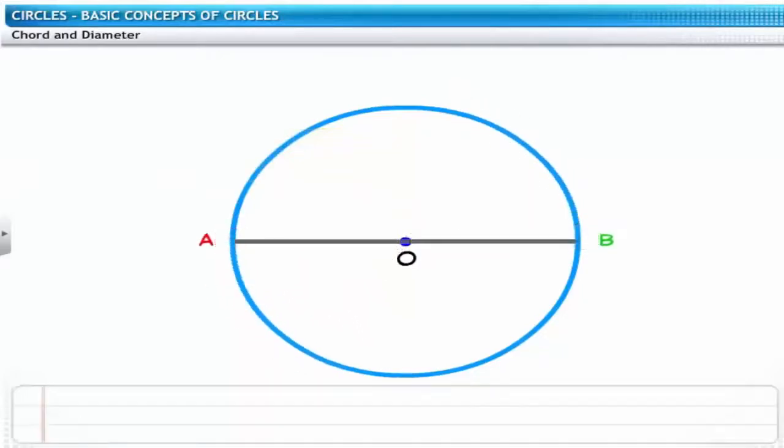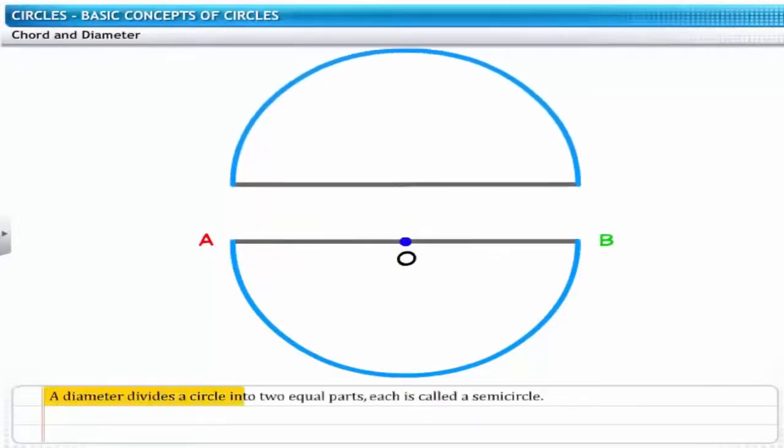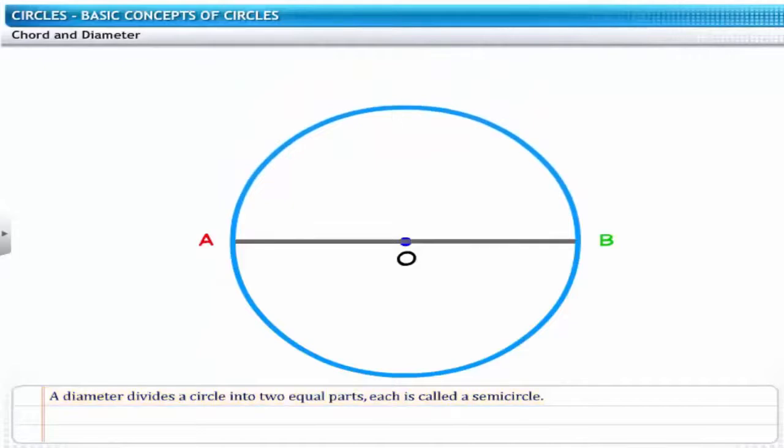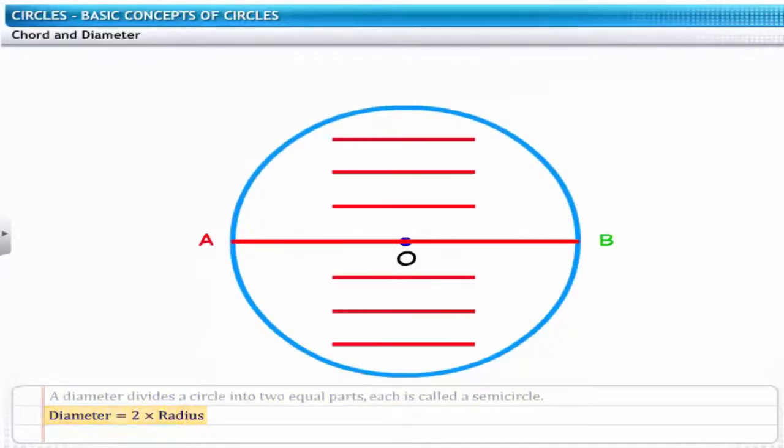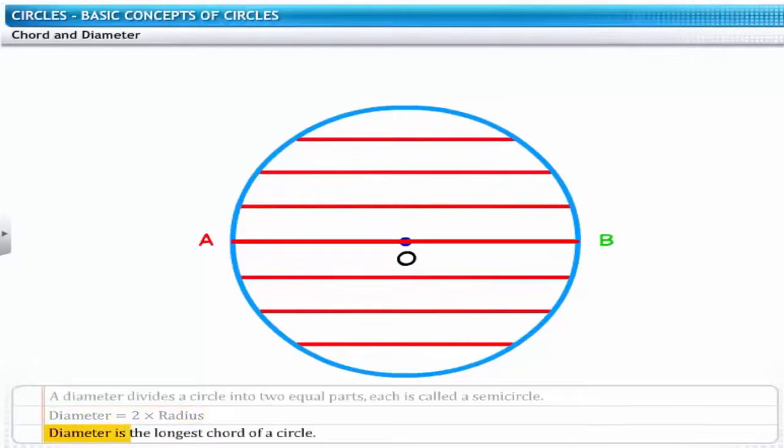Now, this special chord, called the diameter, has some very interesting properties. First of all, it divides a circle into 2 equal parts. Each part is called a semicircle. Another interesting part is that the diameter of a circle is equal to twice the length of the radius of the circle. A diameter also happens to be the longest chord of a circle.